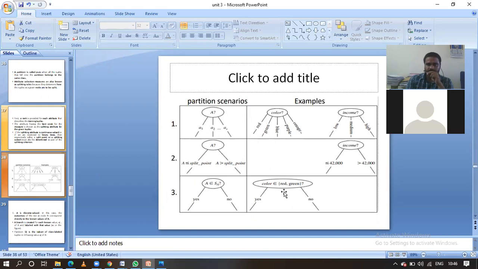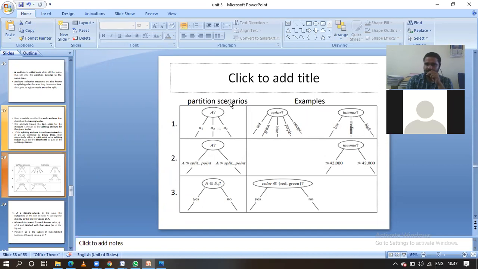We are going to see whether the color belongs to red or green. For that the output is yes or no. Here for the color we will have different values. Color may be red, which is one subset, green is another subset, blue is another subset, purple is another, orange is another. Otherwise, low income, medium income, high income. This is also a partitioning scenario.